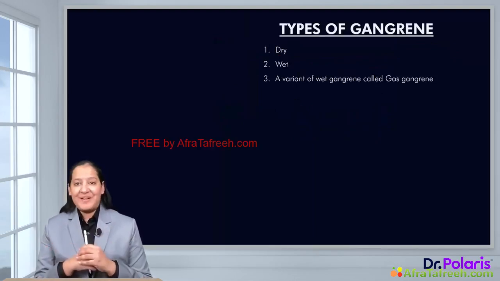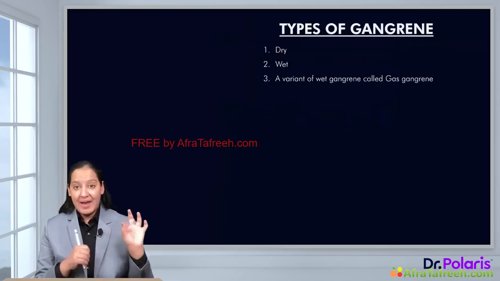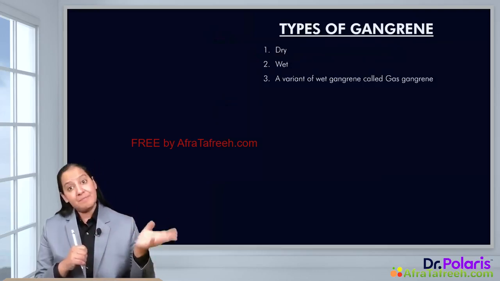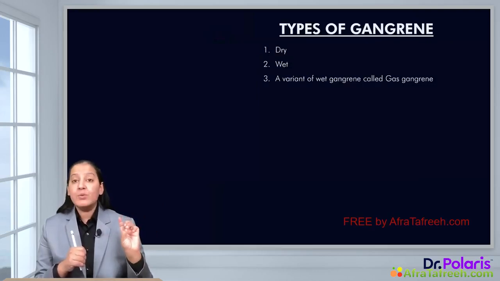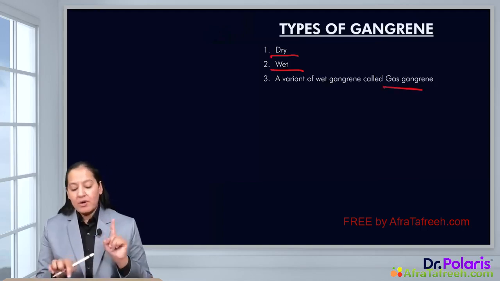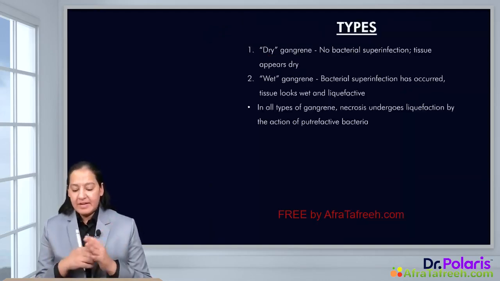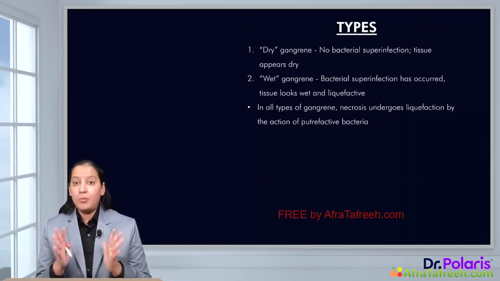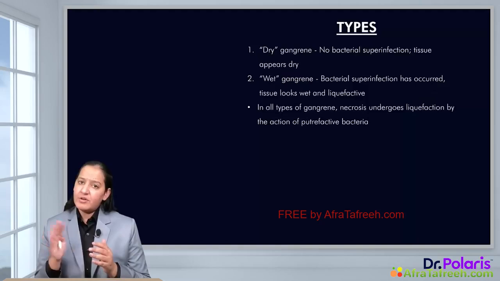What are the types of gangrene? There are 3 types: dry gangrene, wet gangrene, and a special variant of wet gangrene known as gas gangrene. Dry, wet, and gas. These are the 3 types of gangrene. What is the difference between dry and wet, the 2 main variants? Gas gangrene is a variant of wet gangrene only.